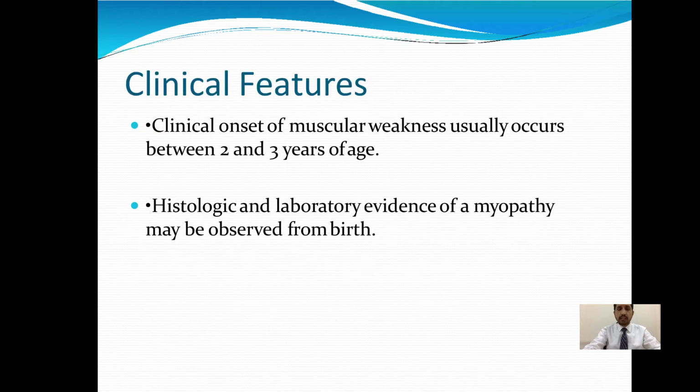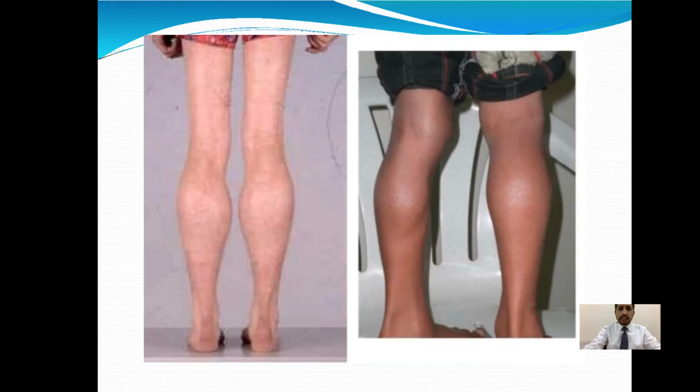The cardinal feature of Duchenne muscular dystrophy is muscular weakness, which usually starts between the ages of 2 and 3 years. Although histological and laboratory evidence of myopathy may be observed from birth in some children, it manifests itself clinically between 2 and 3 years of age. This is an example of calf muscle hypertrophy.